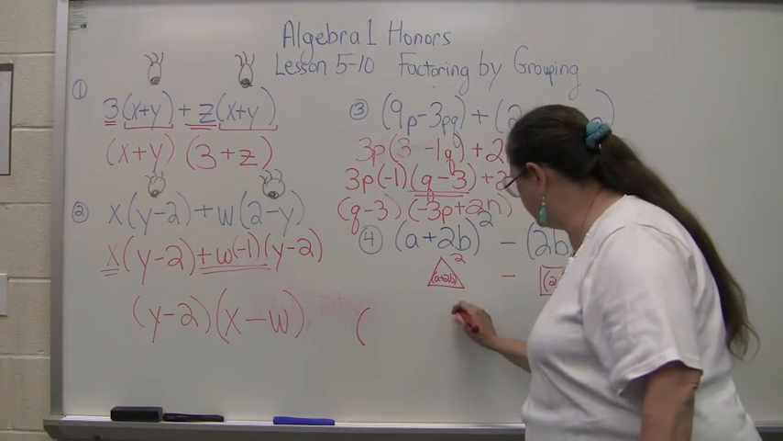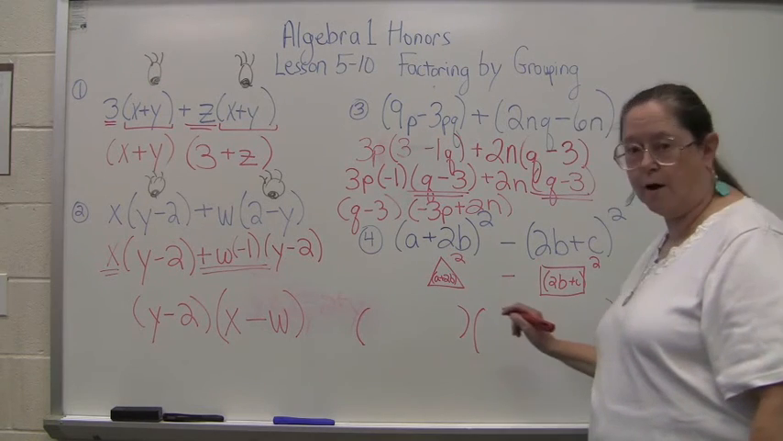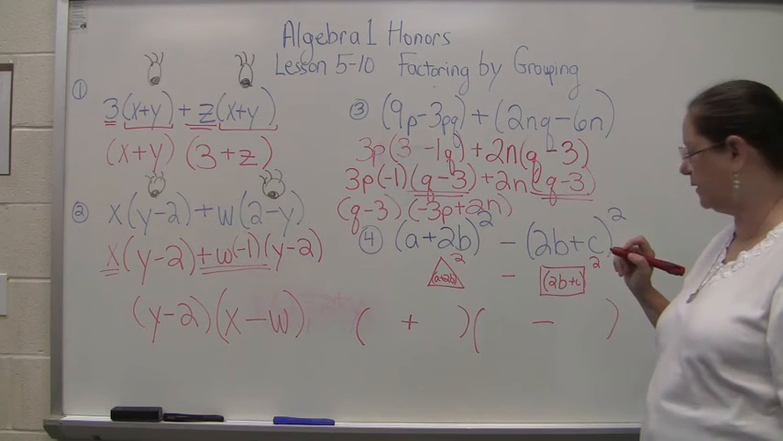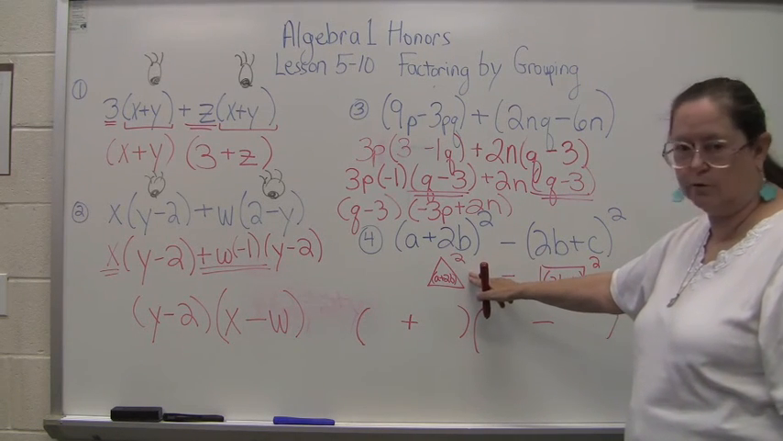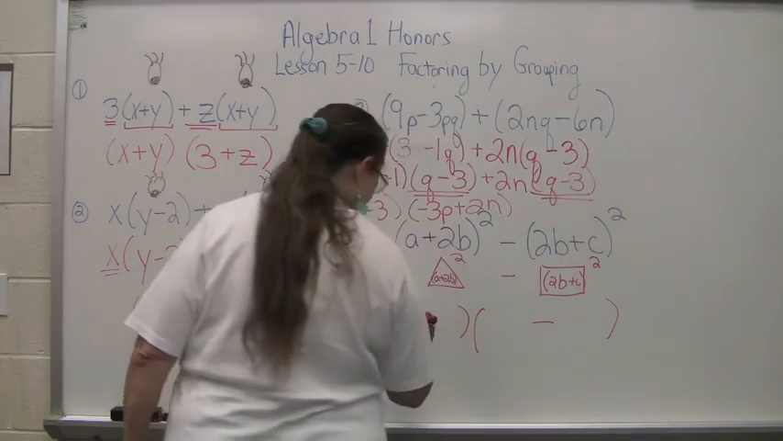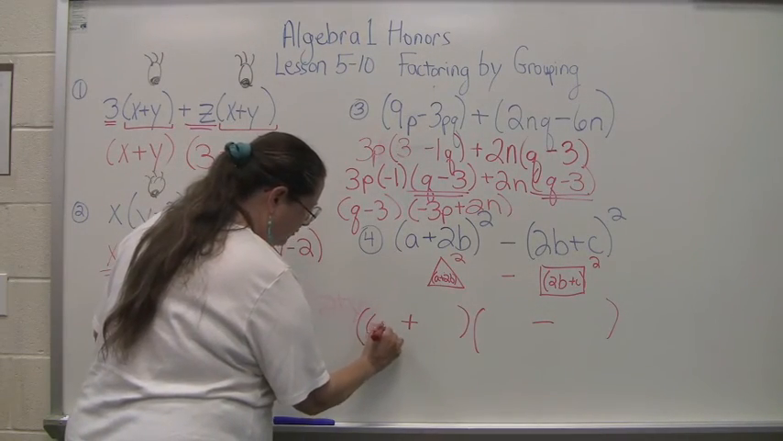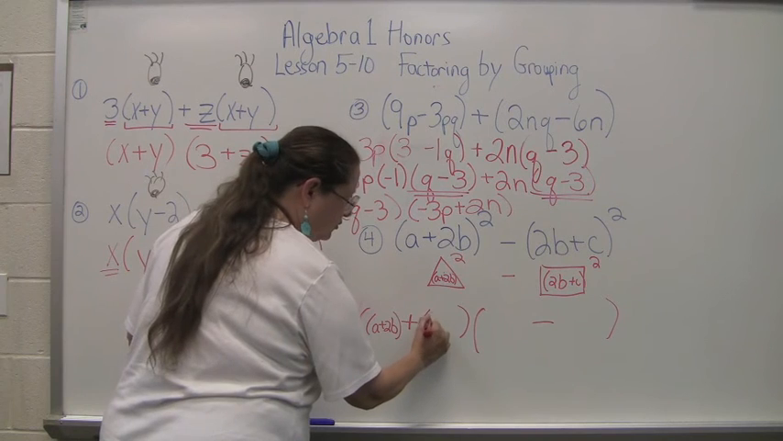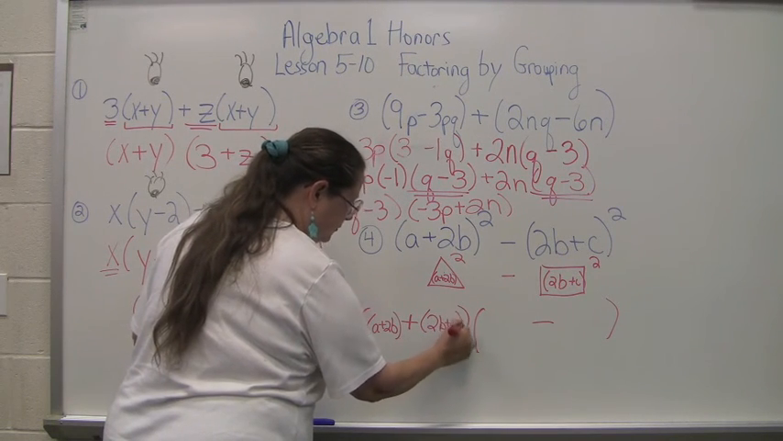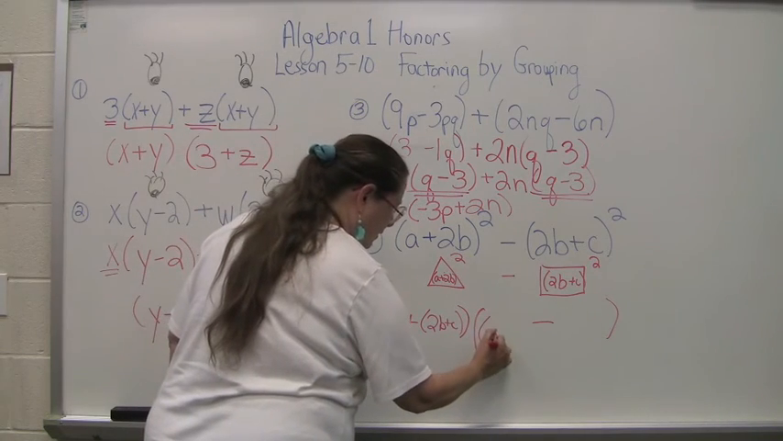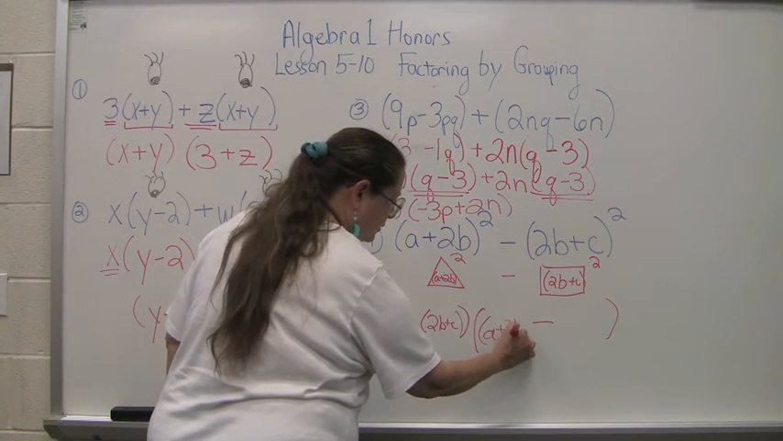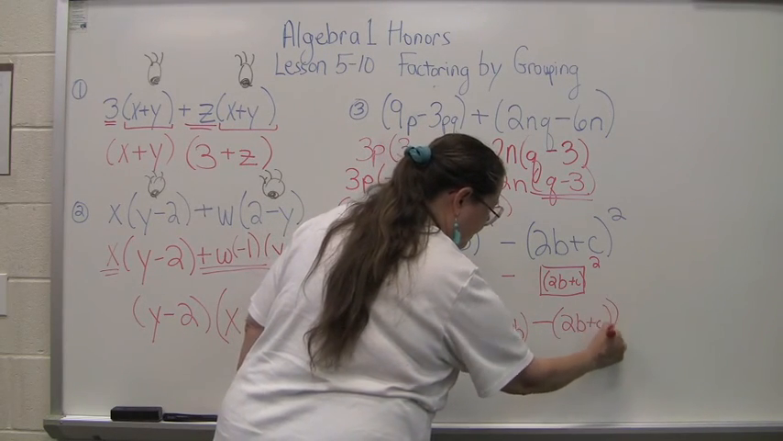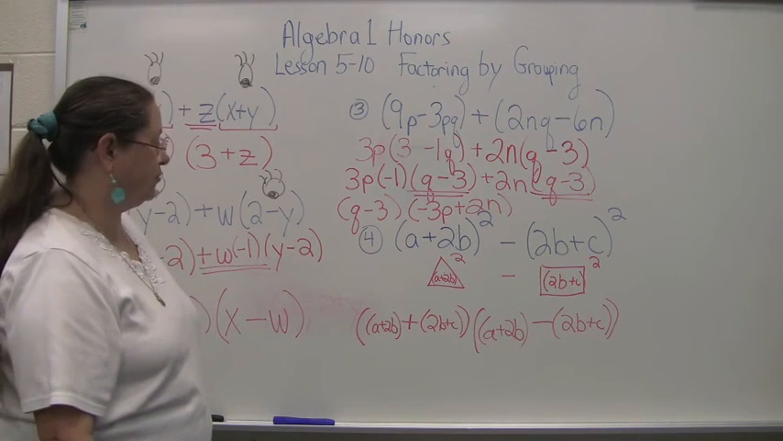We make two sets of parentheses, one with a plus in the middle, one with a minus in the middle, okay? And then we take the square root of triangle squared. Well, what the triangle is a plus 2b, okay? And the square root of this one, which is 2b plus c, and then we take, again, the square root of this one, okay, and the square root of this one, okay? And that's how we factor.